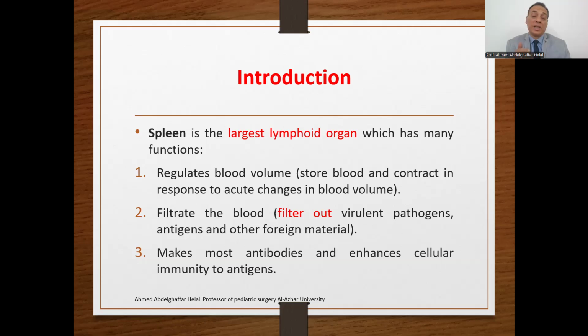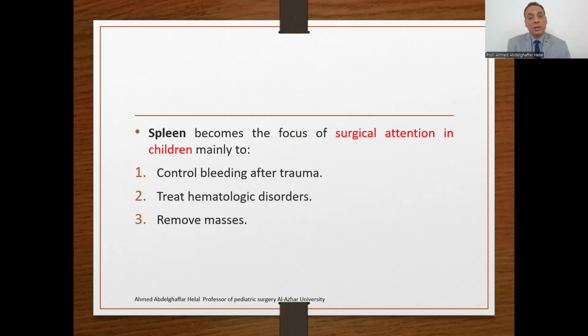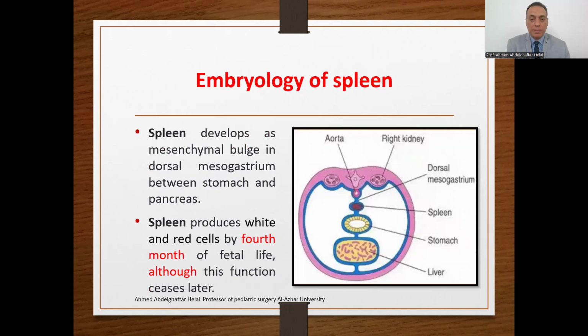And also, it plays an important role in the immune system. It helps the innate and adaptive immune system, and we will discuss these items in detail. The spleen nowadays has become a focus of surgical attention in children, mainly to control bleeding after trauma, to treat some hematological disorders, and to remove masses, cysts, and tumors of the spleen.